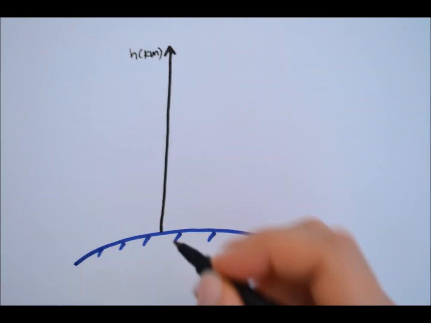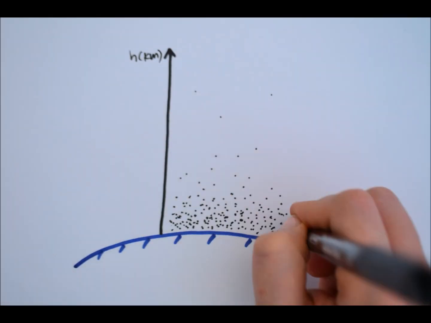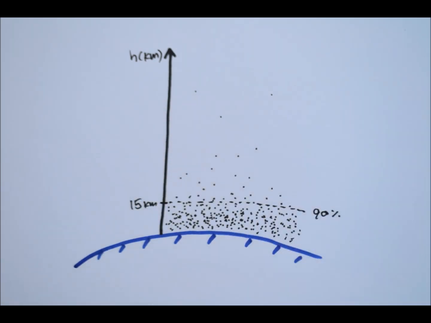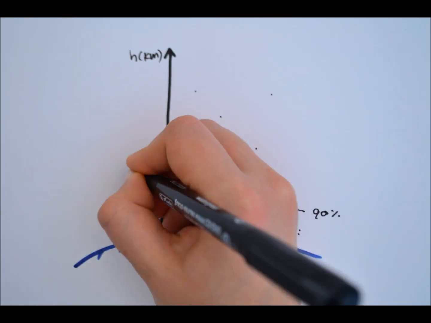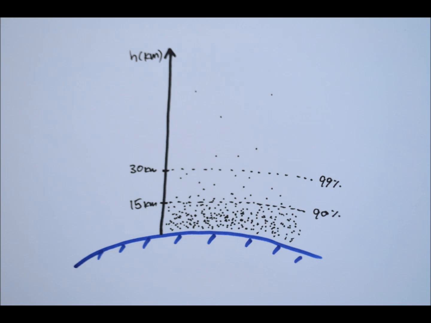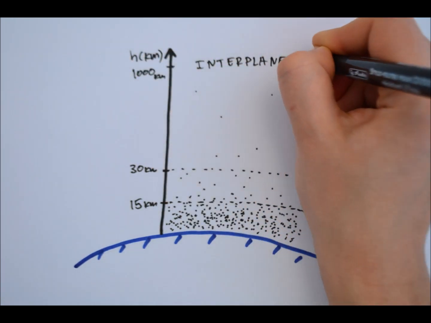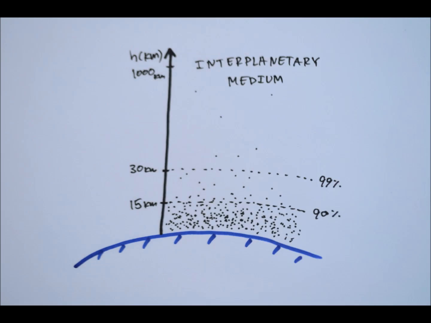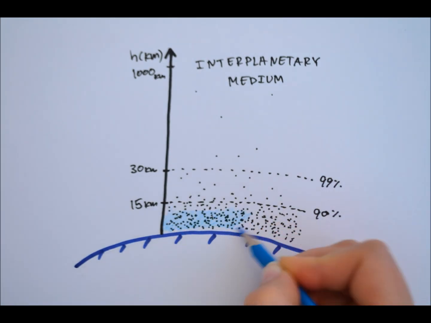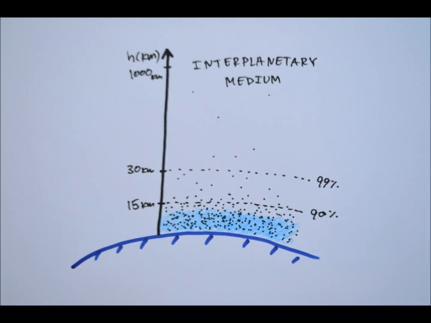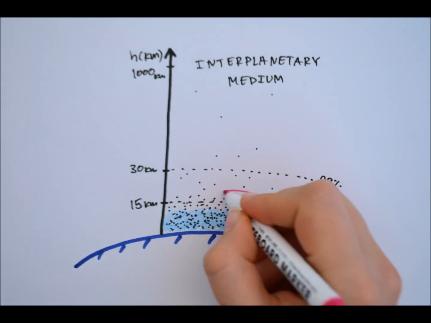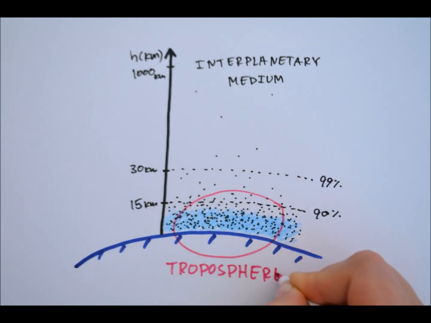Do you know that some 90% of all mass in the atmosphere is found in the bottom 15 kilometers? The lower 30 kilometers contain 99% of the mass of the atmosphere. And above 1,000 kilometers, we could not distinguish it from the interplanetary medium. But we are interested in the bottom 15 kilometers, where the atmospheric water vapor is found. This layer is known as the troposphere.